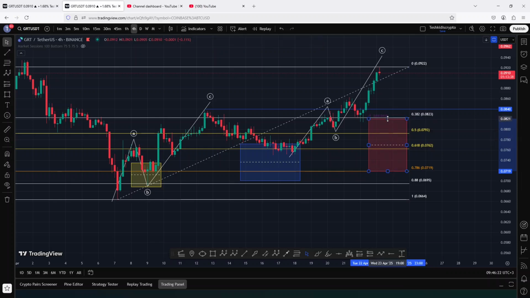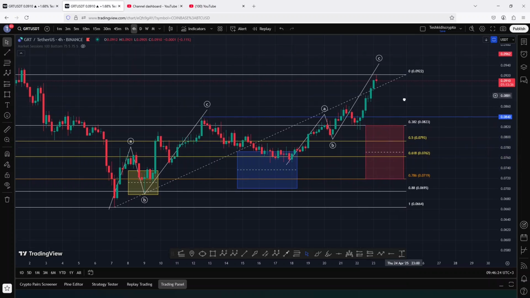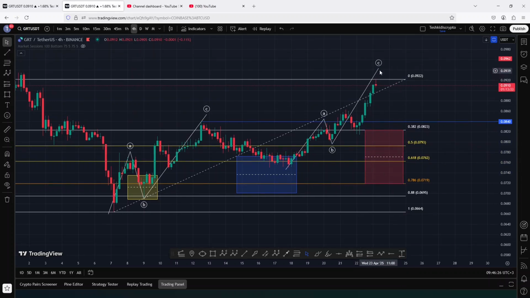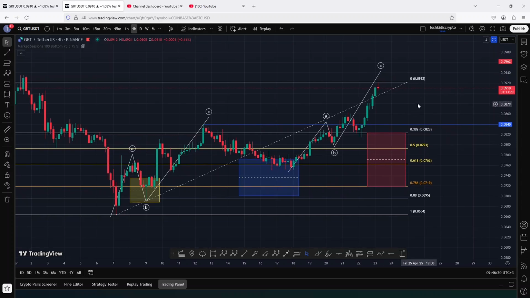And remember, this is a moving target because we can easily make one more new high in the formation of this wave C. So that is the way you need to connect the Fibonacci for you to be able to identify the minimum pullback target area for that pullback to the lower side.